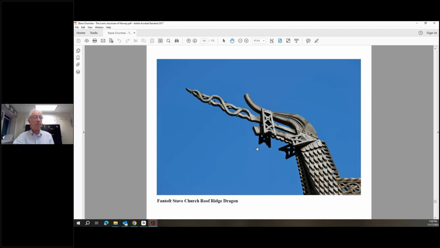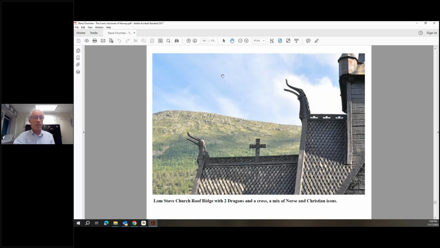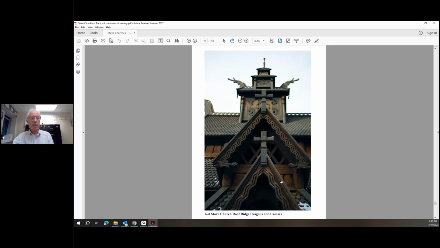And here you see the Lomen Church, and you've got the dragons and crosses. So you see the Norse elements here, and you also see the Christian elements. And I'm not sure if they were hedging their bets, maybe unsure, do we really want to ignore all of these pagan symbols and gods and deities that they've idolized for years? So that's why you see these elements intermingled inside of these churches. This is Gol. You've got the crosses, Christian elements with dragons and dragons.